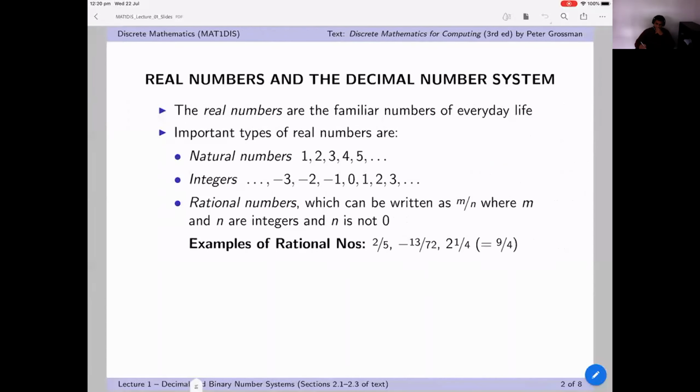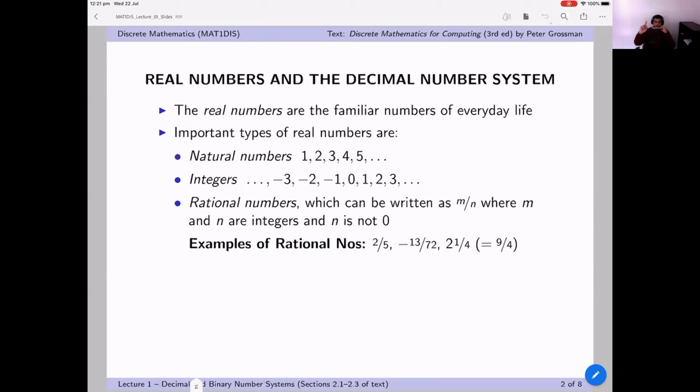Let me put some examples here. 2 divided by 5, which is 0.4, is a rational number. Negative 13 over 72 is a rational number. And 2.25 or 2 1/4 is also a rational number. Similarly, there are many, many rational numbers. Can I ask you, how many rational numbers are there? Just imagine. Infinite. Yeah, fantastic. Okay, good.